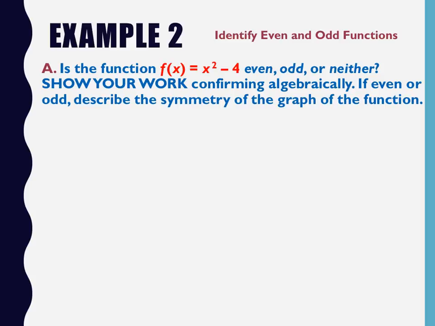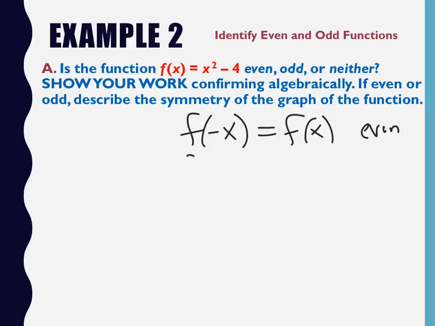In this example it says, is the function f of x equals x squared minus 4 even, odd, or neither? Now you don't have to check all three. In fact, if you notice on the previous slide, the big test was that if we sub in negative x for x, if we get the exact same equation back, then we know it's even. If we sub in negative x for x and get the exact opposite of the function back, we know that it's odd.